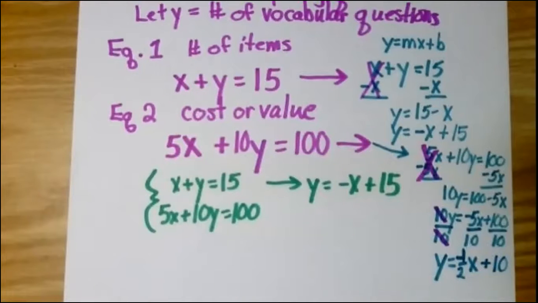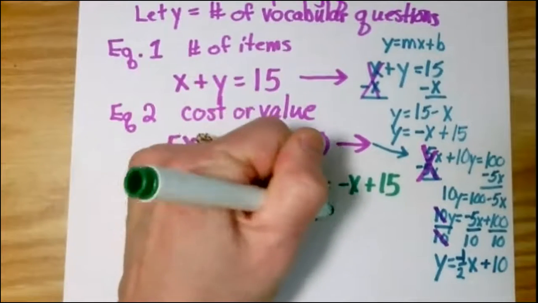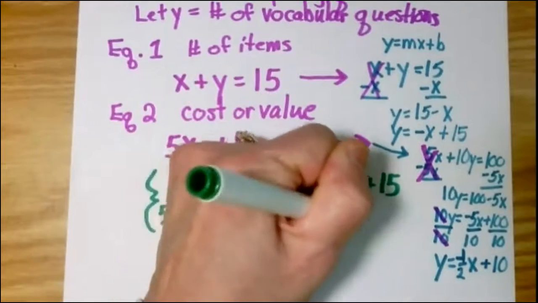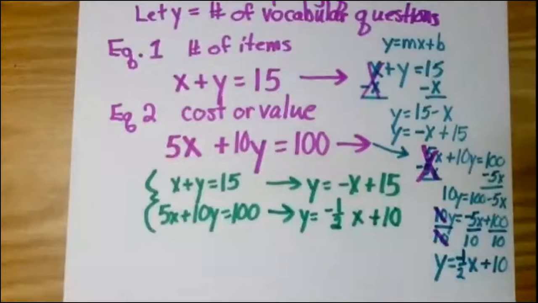Now I have that in slope-intercept form. So now I'm going to rewrite that for our system here as y equals negative 1/2 x plus 10. So now I'm able to graph it. I have it in my slope-intercept form, and I'm ready to go. So our next step then is to graph this.